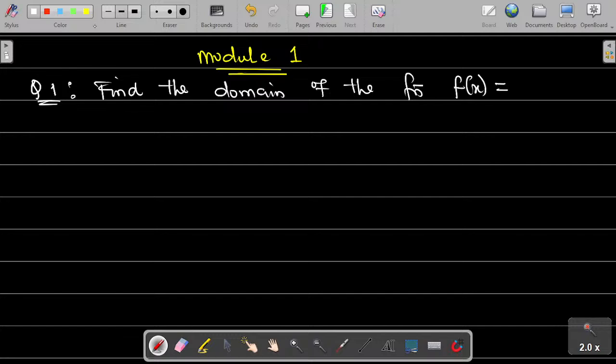And here is the function we are given: x plus 2 all over x squared minus 4.